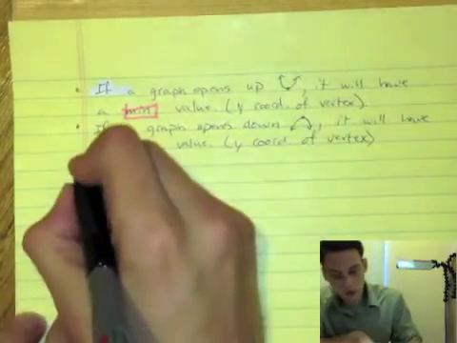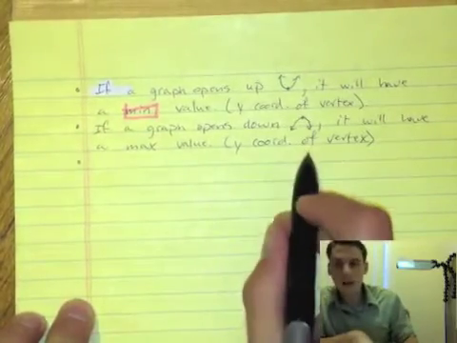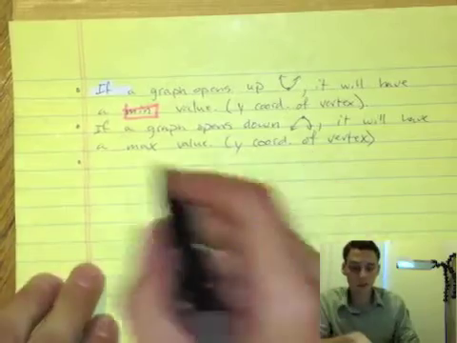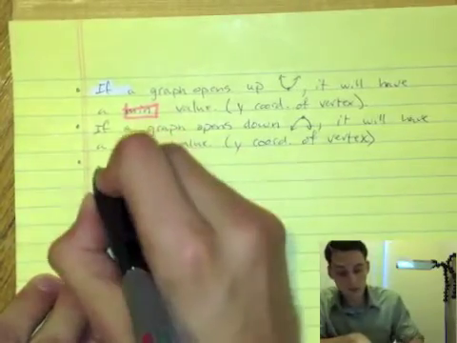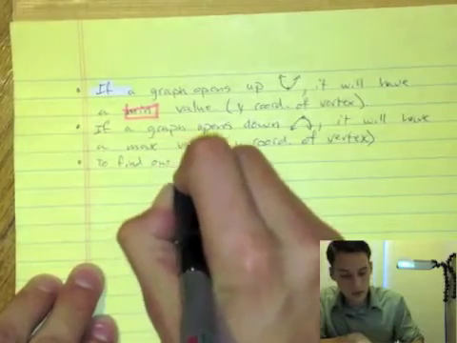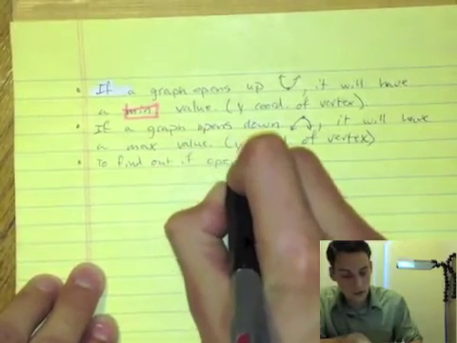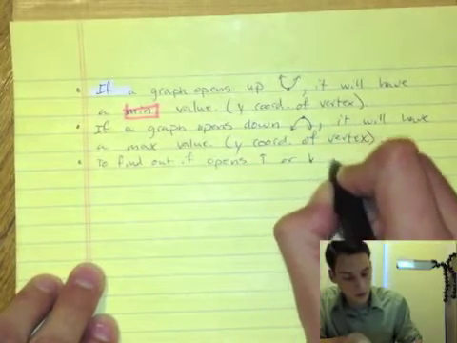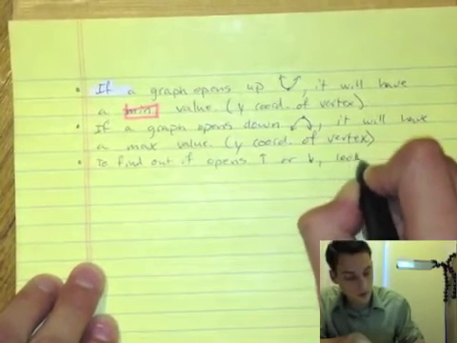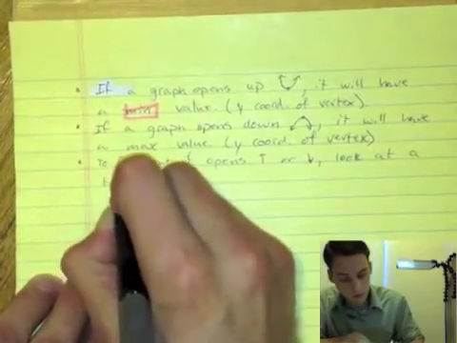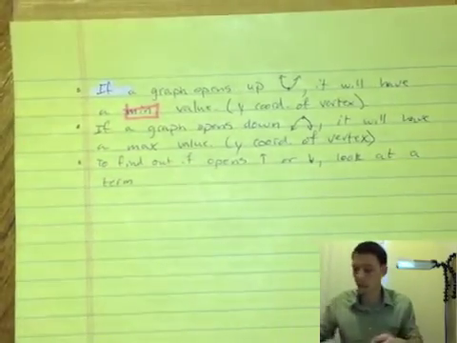And just a reminder, to find out if it opens up or down, which means to find out if it has a maximum or minimum, you look at the A term. So to find out if it opens up or down, look at the A term. Not a term, look at the A term.